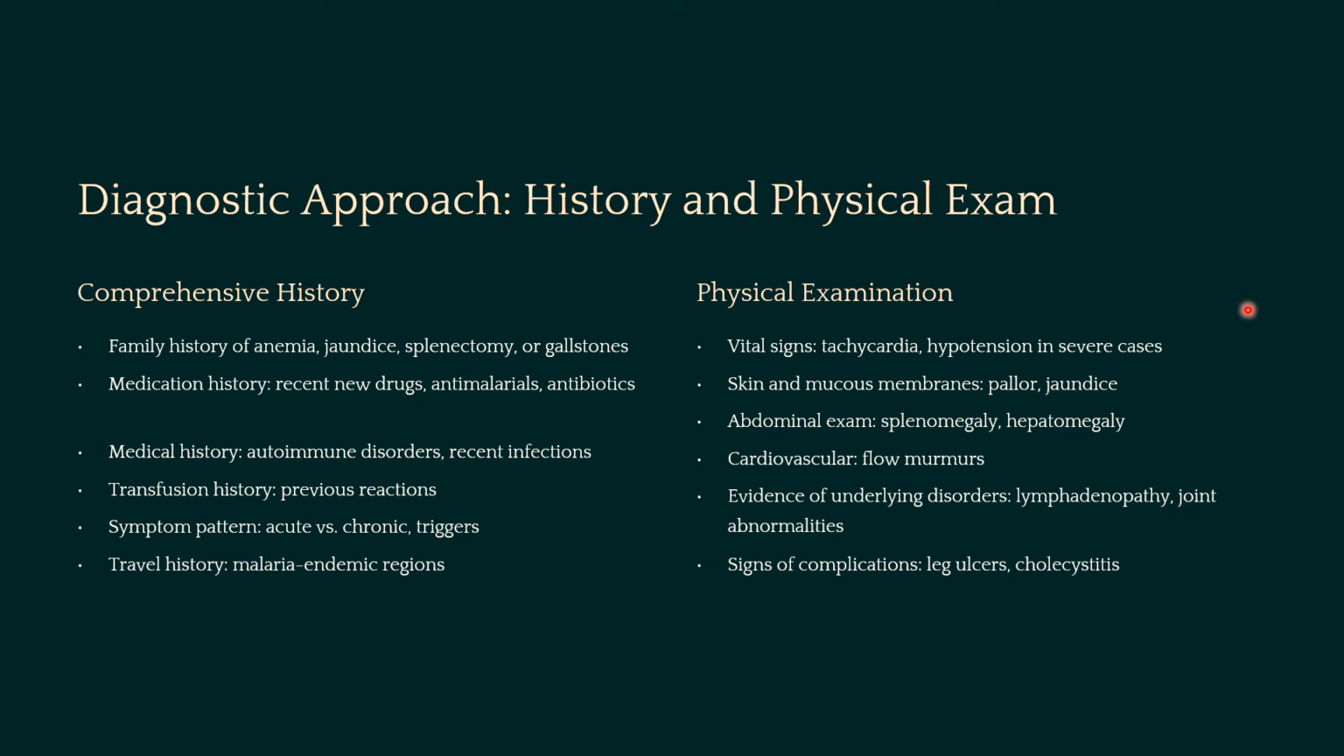Now, what should be the diagnostic approach? What is the history and the physical examination? So, what history should be taken? Number one, family history of anemia, jaundice, splenomegaly, or gallstone.